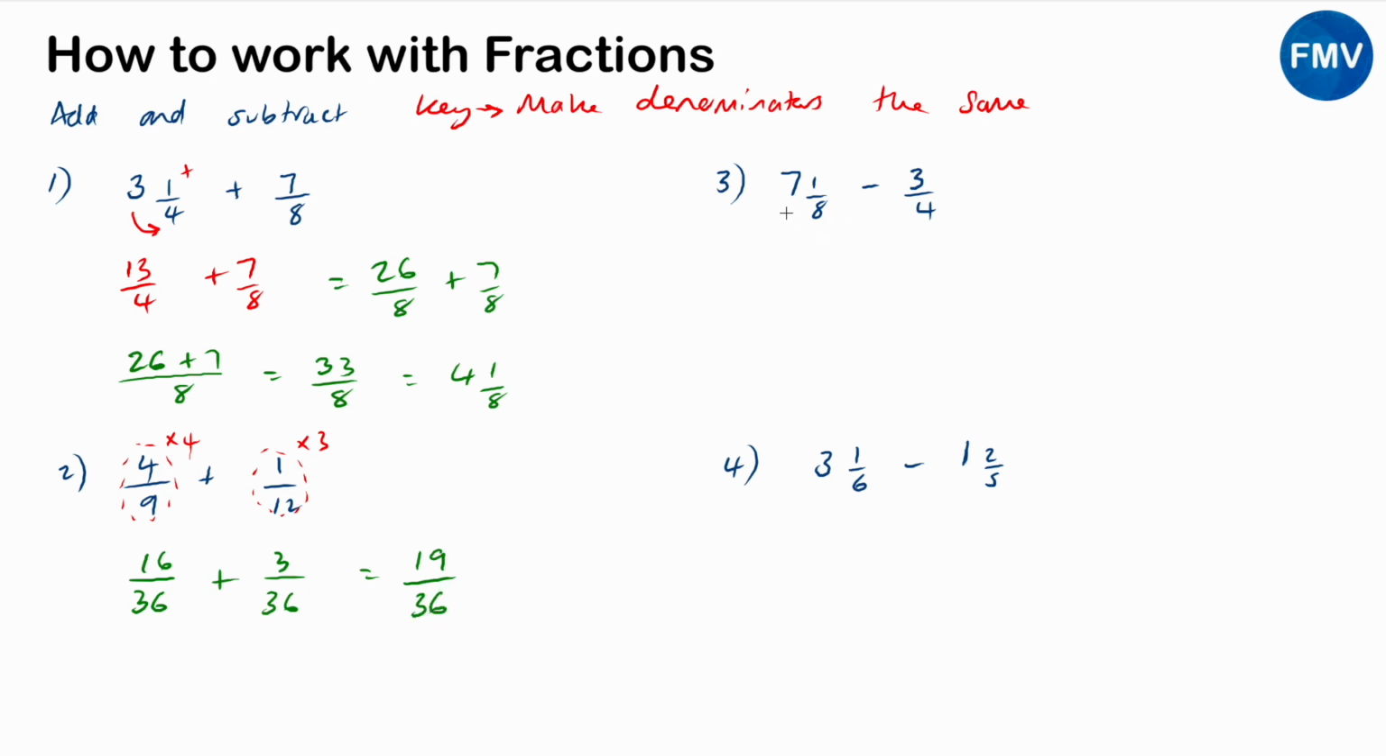Okay, looking over here, starting with 7 times 8, 7 8s are 56, plus the 1 is 57, so that now is 57 over 8. Take away 3 over 4. Again, I can turn that second fraction into 6 over 8. 6 over 8 is an equivalent fraction. So I end up with 57 over 8 minus 6 over 8, and that will give us 51 over 8.